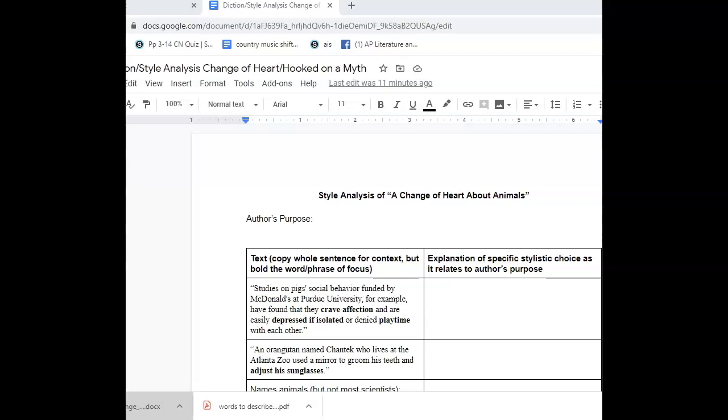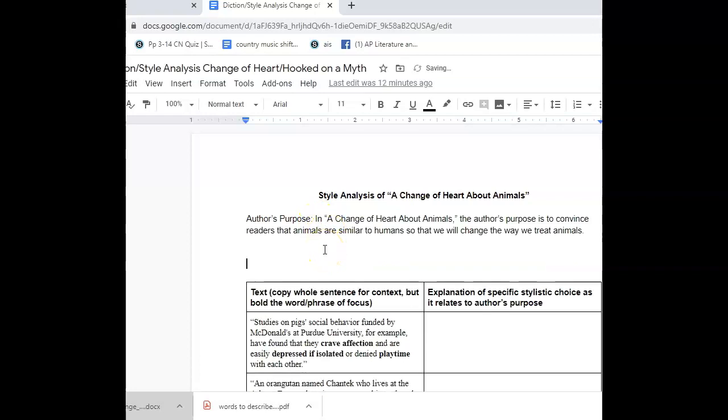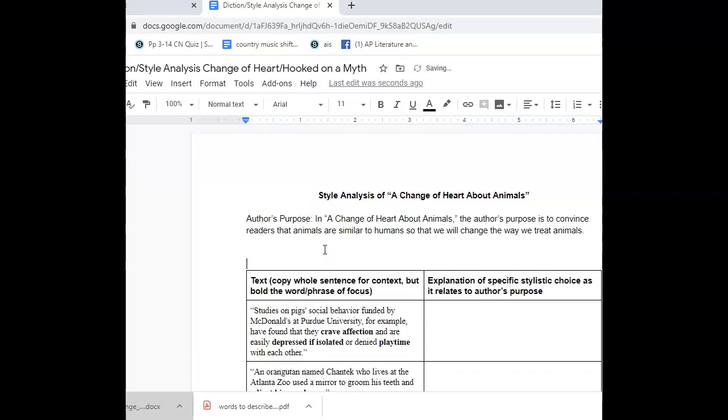Alright, so the first thing that you're going to want to do is determine what is the author's purpose. So this is basically the thesis. What is the message? What is the major claim that the author is making? In the case of A Change of Heart About Animals, the author's purpose is to convince the readers that animals are similar to humans so that we will change the way that we treat animals.